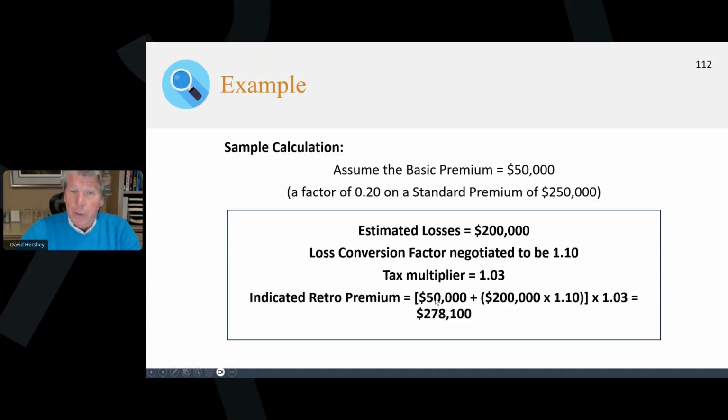So let's talk about where the variables happen. Here's the first one: the 50,000 is based upon a standard premium of 250,000. If your payrolls change, then the standard premium is going to change. This is going to remain constant. So if the standard premium goes to 300,000, that's going to affect this. Instead of this being 50,000, it's going to be 60,000. So that comes down here. That's going to be in year one adjustment.